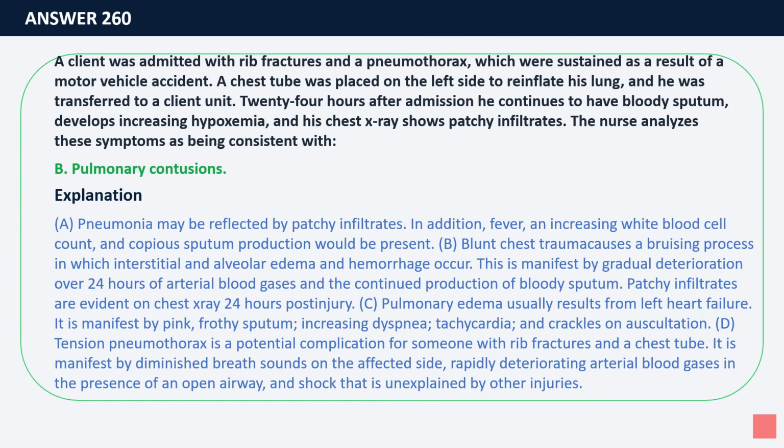C. Pulmonary edema usually results from left heart failure. It is manifest by pink, frothy sputum, increasing dyspnea, tachycardia, and crackles on auscultation. D. Tension pneumothorax is a potential complication for someone with rib fractures and a chest tube. It is manifest by diminished breath sounds on the affected side, rapidly deteriorating arterial blood gases in the presence of an open airway, and shock that is unexplained by other injuries.